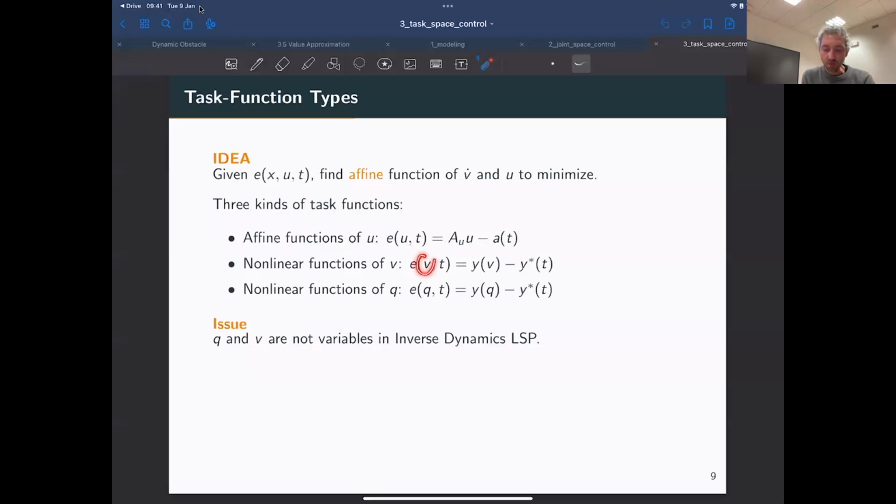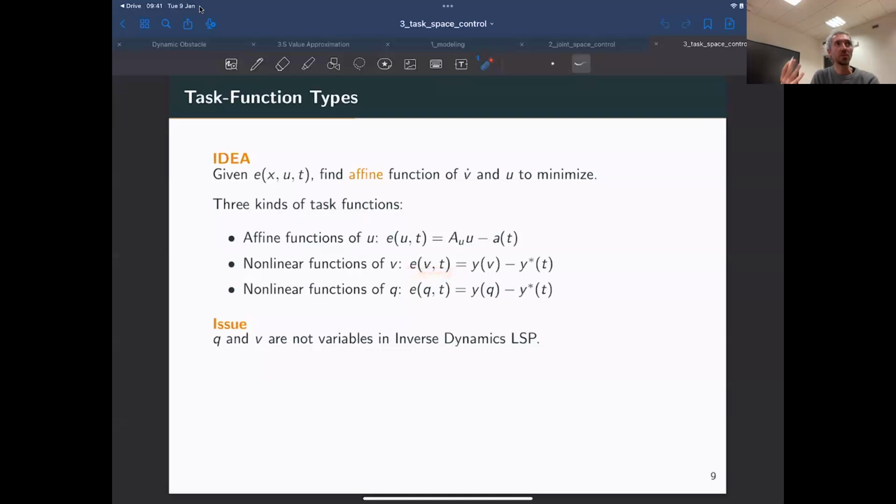So the problem is that Q and V are not directly decision variables of my problem. So I cannot directly take this error E and use it as a cost inside my least square program, because this cost would not depend on the decision variables. So I need to find some other function that I can minimize and which leads this error towards zero.